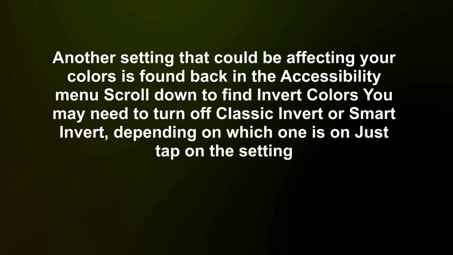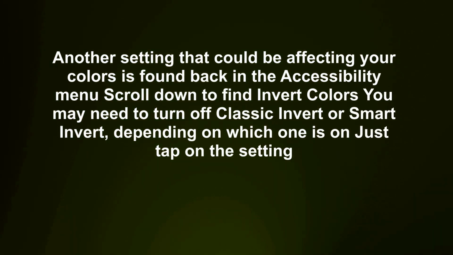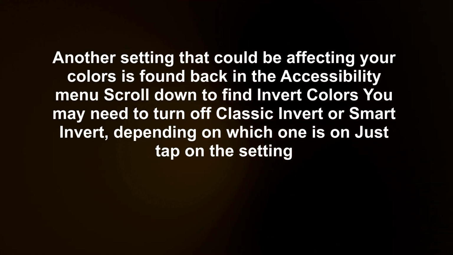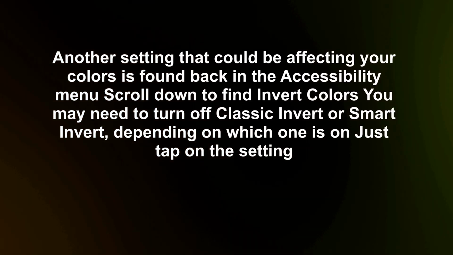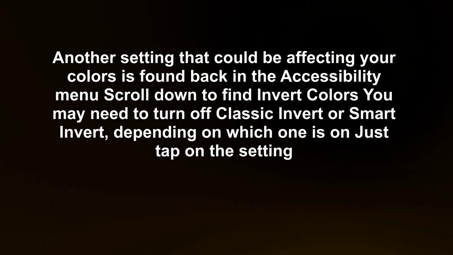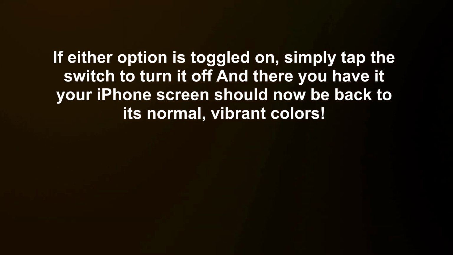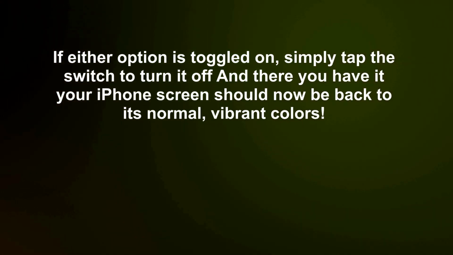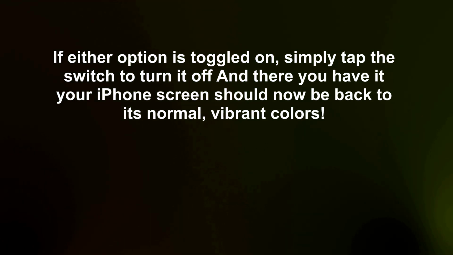Another setting that could be affecting your colors is found back in the Accessibility menu. Scroll down to find Invert Colors. You may need to turn off Classic Invert or Smart Invert. Depending on which one is on, just tap on the setting. If either option is toggled on, simply tap the switch to turn it off, and there you have it. Your iPhone screen should now be back to its normal, vibrant colors.